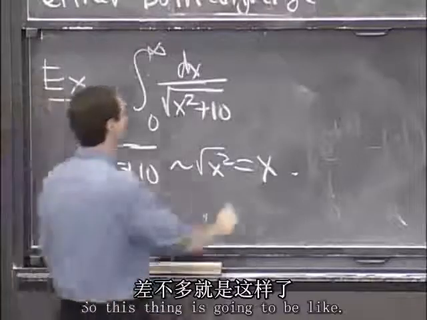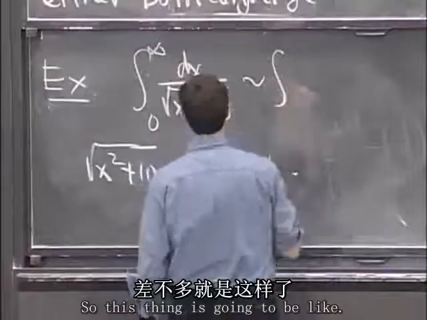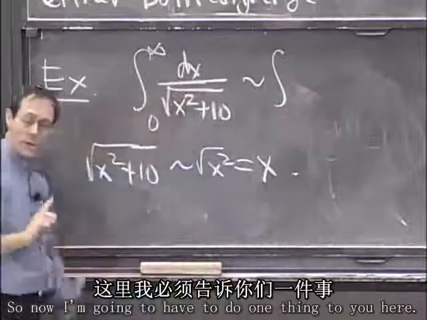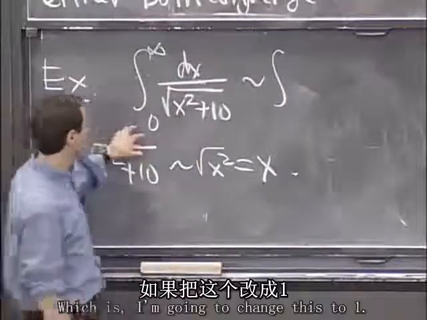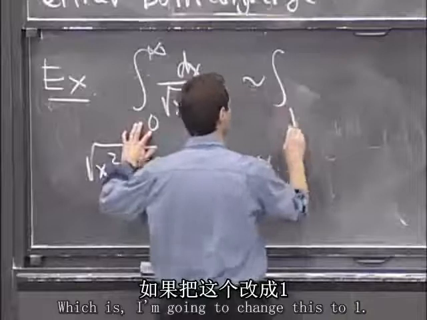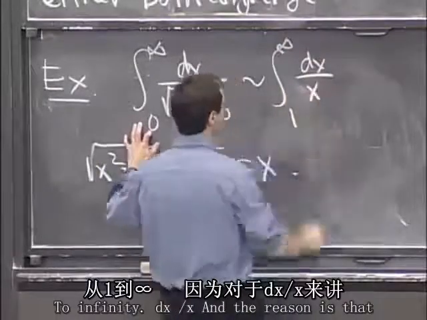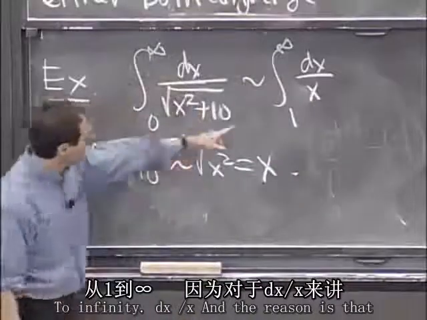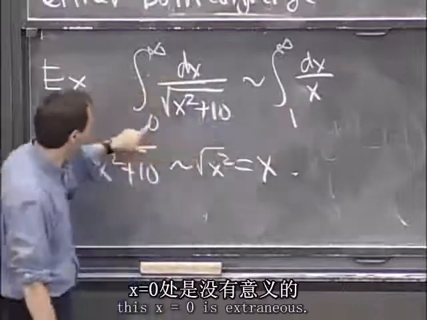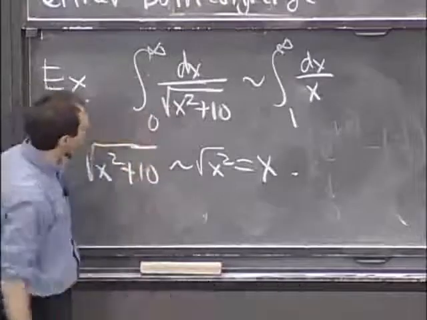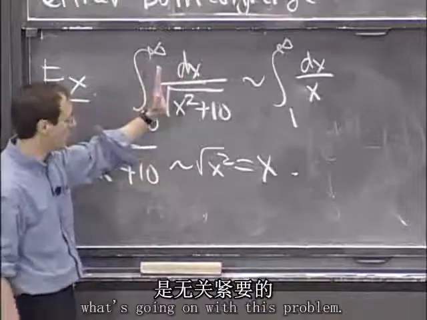So now I'm going to have to do one thing to you here, which is I'm going to change this to the integral from 1 to infinity, dx over x. And the reason is that this x equals 0 is extraneous. It doesn't have anything to do with what's going on with this problem.